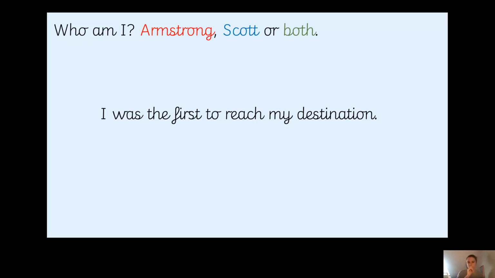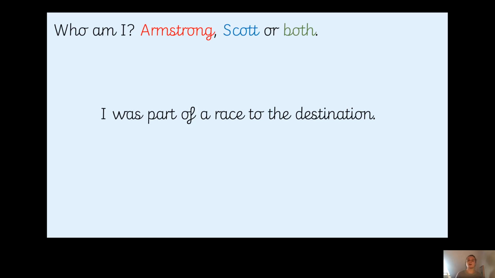Was Armstrong the first to reach his destination? Well, remember, Armstrong was the first man to walk on the moon, wasn't he? Even though spacecraft had been to the moon before, no one had ever walked on the moon. So therefore, yes, this statement relates to Armstrong. Okay, let's have a look at the next one.